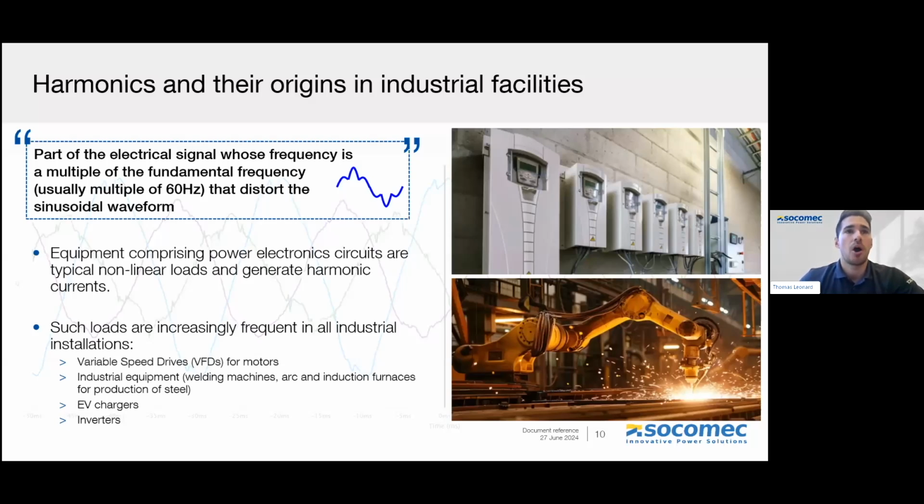waveform. Harmonics are generated by what we call non-linear loads, such as power electronics, VFDs, arc furnaces, and more recently converters such as EV chargers and energy storage systems. So those are the types of equipment that will draw current that is distorted because of harmonics.